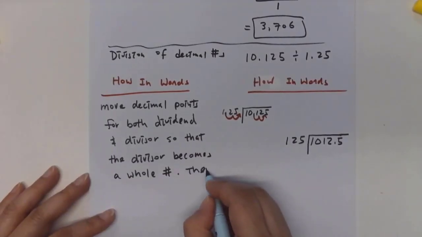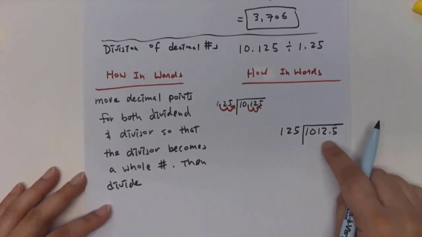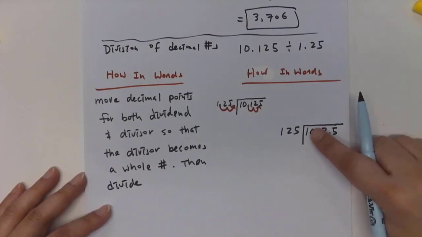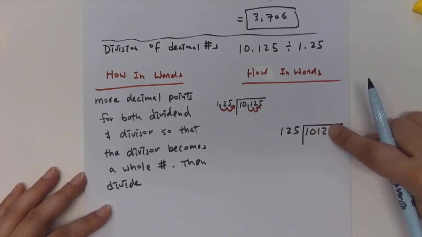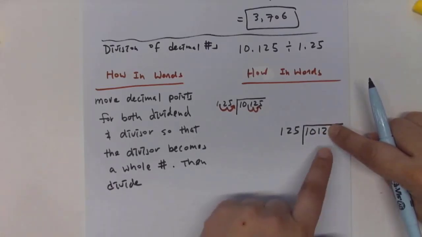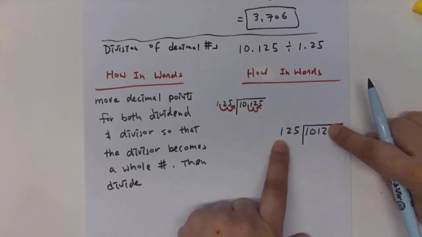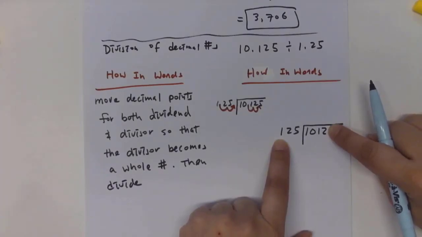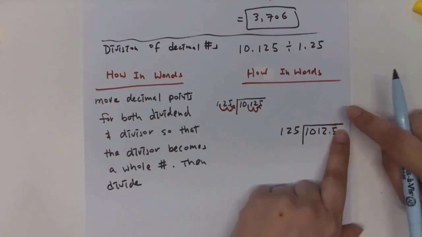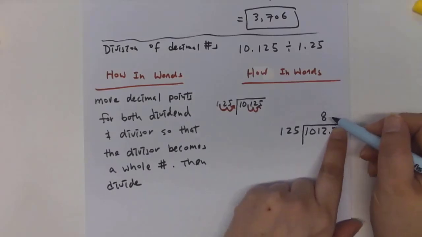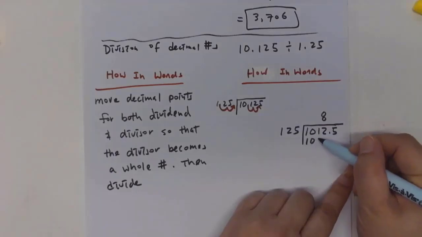Then you divide, right? 125 goes into this number how many times? I mean, it cannot go into 1, it cannot go into 10, it cannot go into 101, so I have to keep moving to become a bigger number compared to the divisor, right? So 1012, 125 goes in how many times? Anybody know? 7 is close. Okay, what is 8? Let's try 8. 1,000, okay. That's very close.